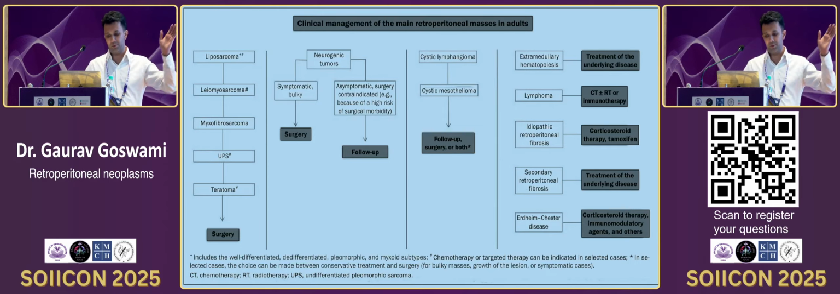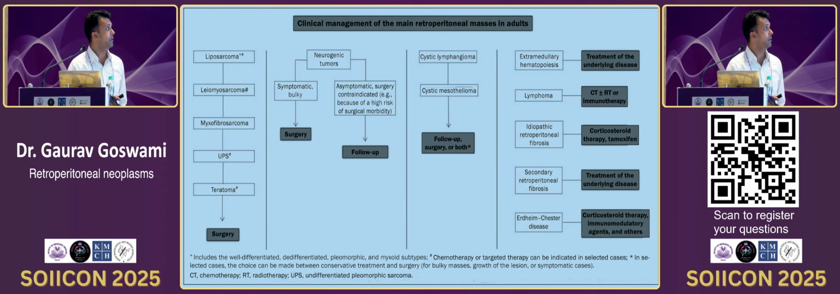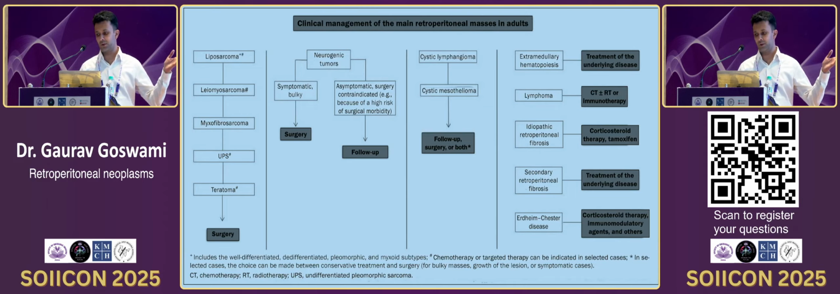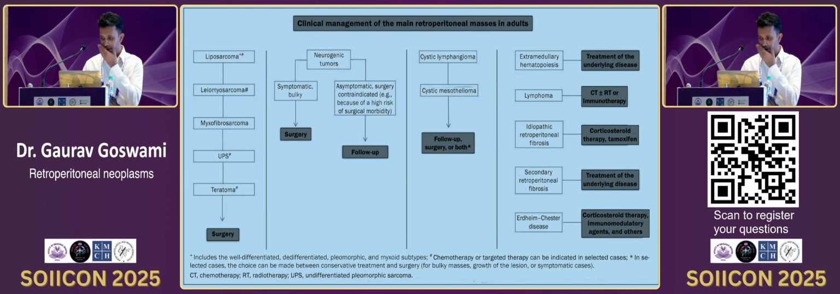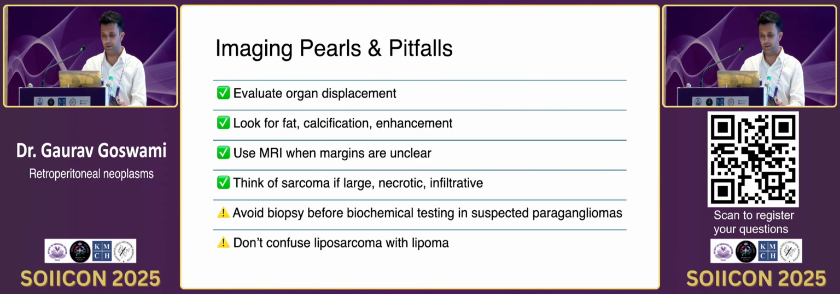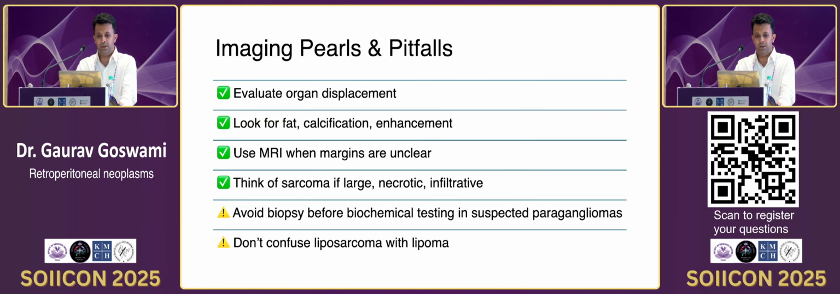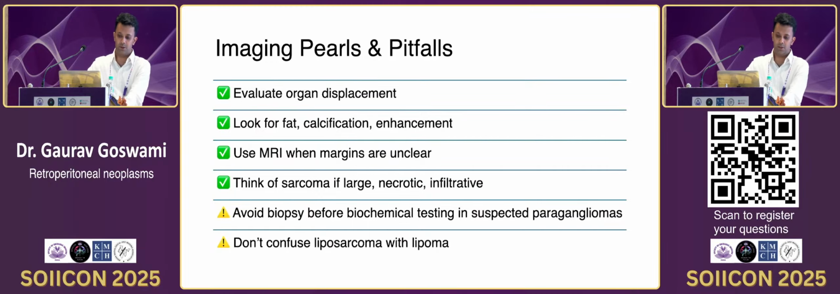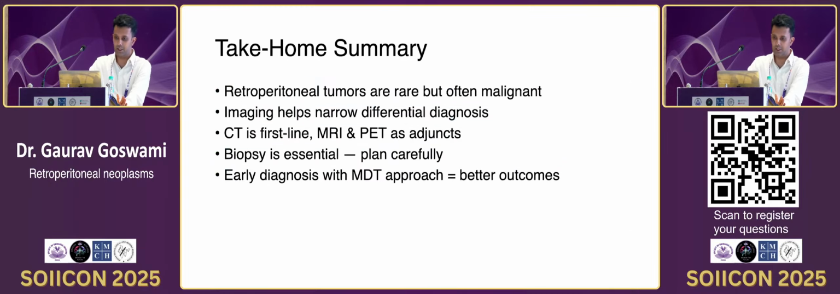The clinical management: lipoma, liposarcoma and all these are for surgery, and the rest, lymphoma, is mostly with chemotherapy and radiotherapy and immunotherapy. Idiopathic retroperitoneal fibrosis is treated with steroids, and secondary retroperitoneal fibrosis is mostly palliative because of stenting, ureteric stenting, and the rest. So evaluate organ displacement, fat, calcification, enhancement, and avoid biopsy before biochemical testing in suspected paragangliomas. Don't confuse liposarcoma with lipoma.